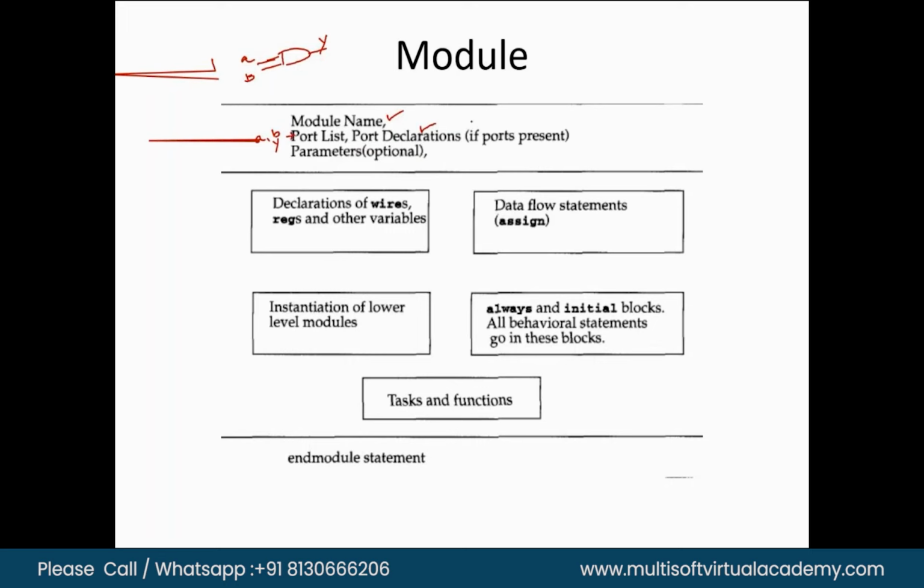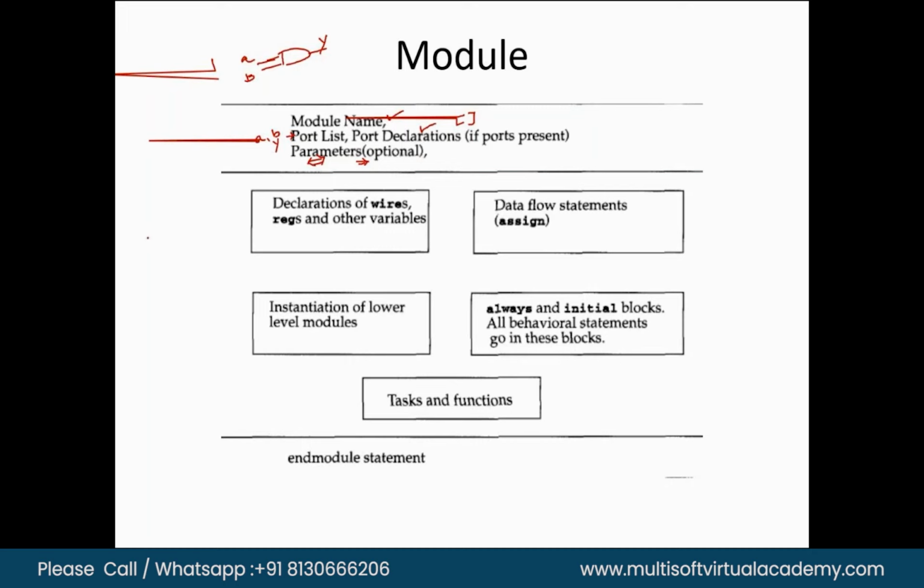And here I have to declare which port is input, which port is output, and what is the size of A and B, whether it is a 1-bit value, 2-bit, 3-bit or 4-bit value. And if any parameters are present, I need to define them, that is optional.